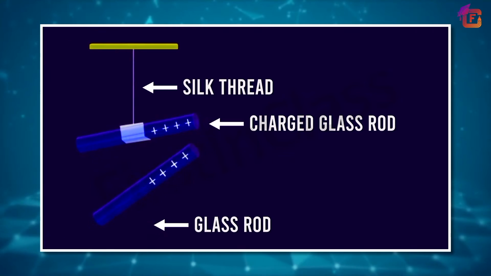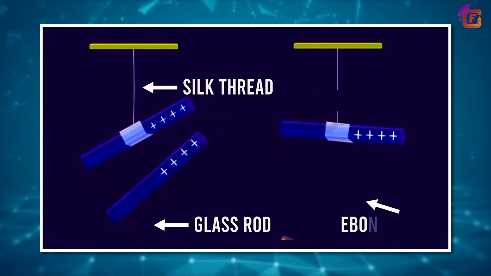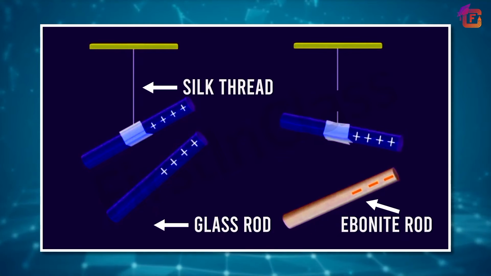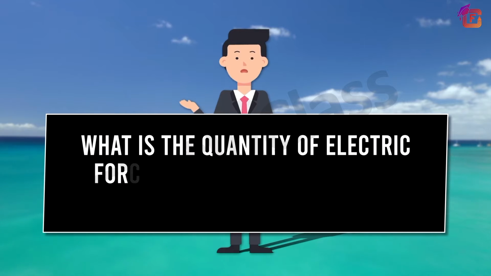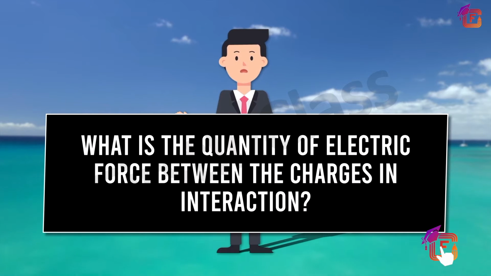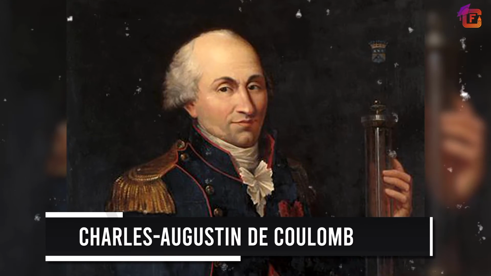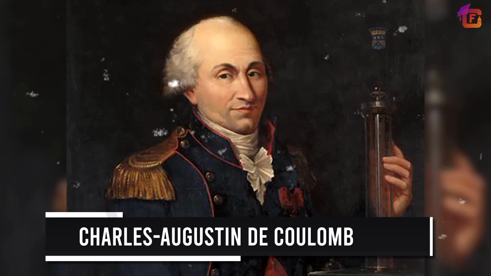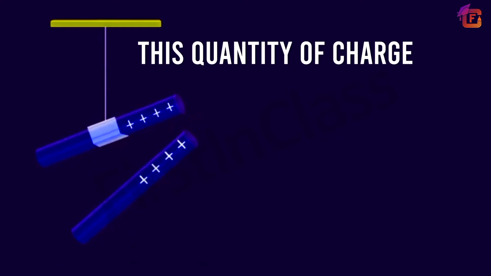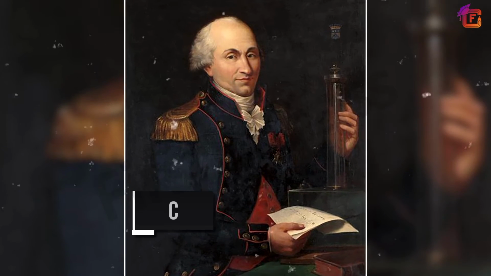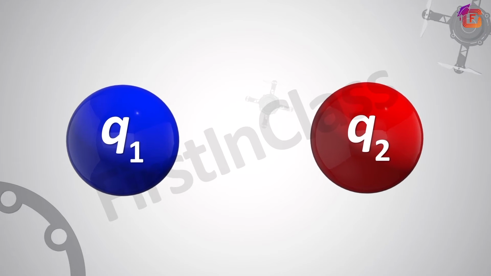We have learned that when two charges, either similar or dissimilar in nature, are brought closer, they apply a force on each other. But have you ever wondered what is the quantity of electric force between the charges in an interaction? Charles-Augustin de Coulomb, a French military engineer and physicist, established a relation to find this quantity of force. This statement given by him, called Coulomb's law, is a quantitative statement about the force between 2 point charges.